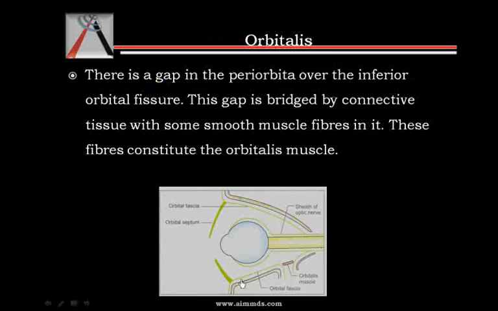Now, if we notice the orbital fascia in the floor of the orbit, it forms a gap. It forms a gap here in the region of inferior orbital fissure.